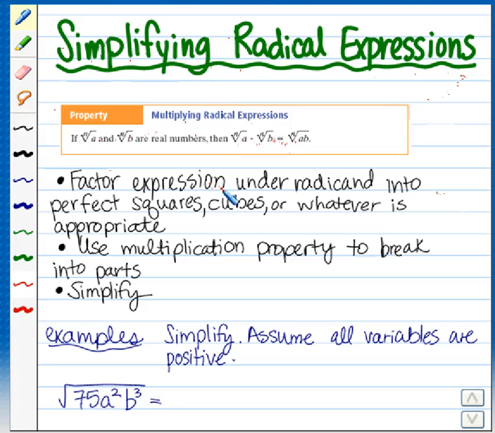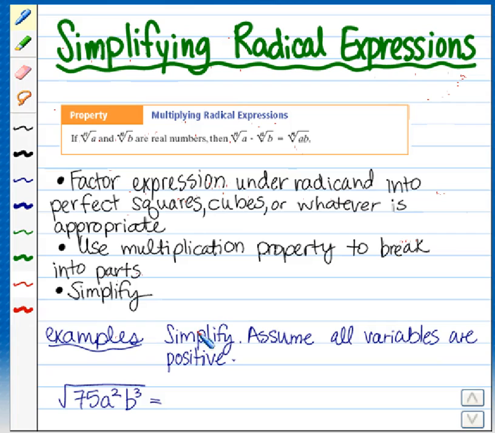So first what we want to do is factor the expression under the radicand into perfect squares, cubes, or whatever's appropriate. So if it was the fourth root, we'd factor it into perfect fourths, or the fifth root into perfect fifths, okay? And then we're going to use the multiplication property backwards. We want to break it into parts. Instead of multiplying them together, we're going to work backwards. So we're going to take our product and work backwards to get the two parts. And then we're going to simplify, okay?